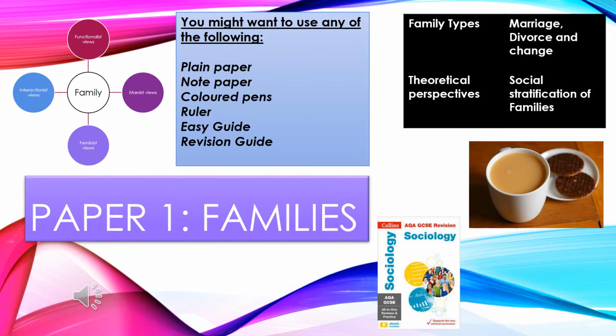Are you going to use spider diagrams, which relate to all the different views? Maybe you want to divide a piece of paper into four, put four headings in each corner, such as family types, marriage, divorce and change, theoretical perspectives, social stratification of families. That way, once you fill the four parts of the paper, you're keeping it to condensed and simple notes. Also, make sure you have something to eat and drink, that you can take regular breaks and you're relaxed before you begin.